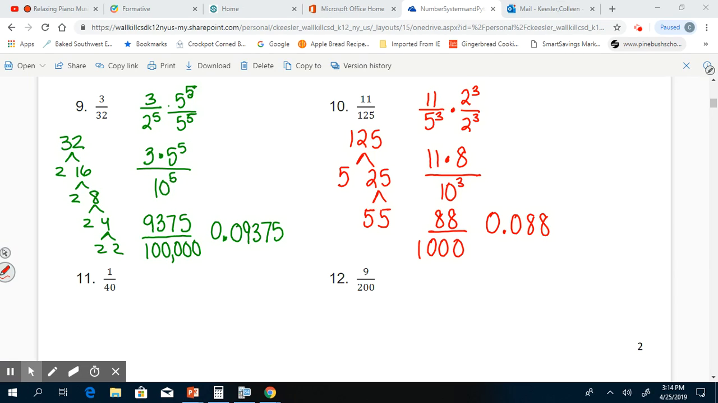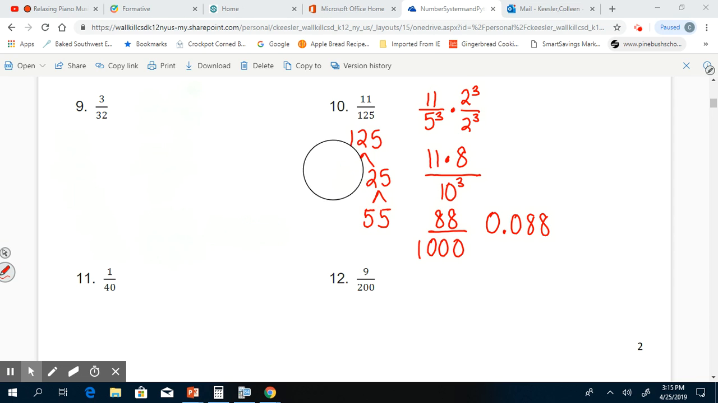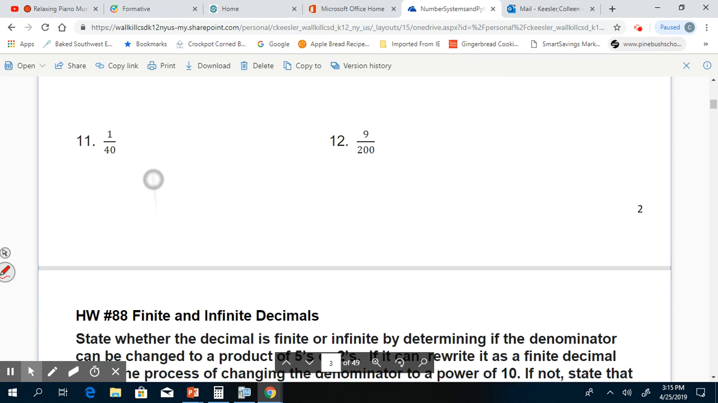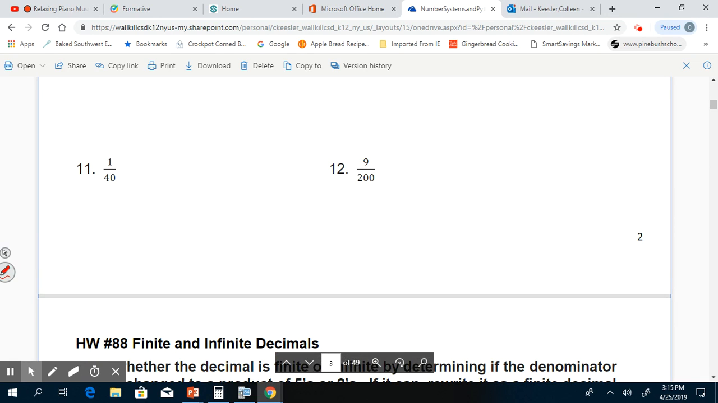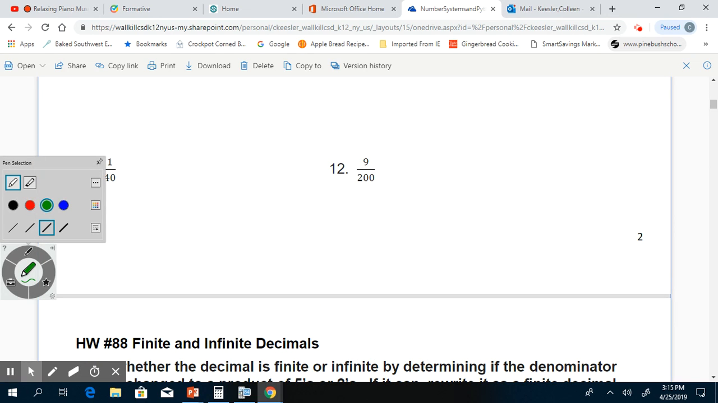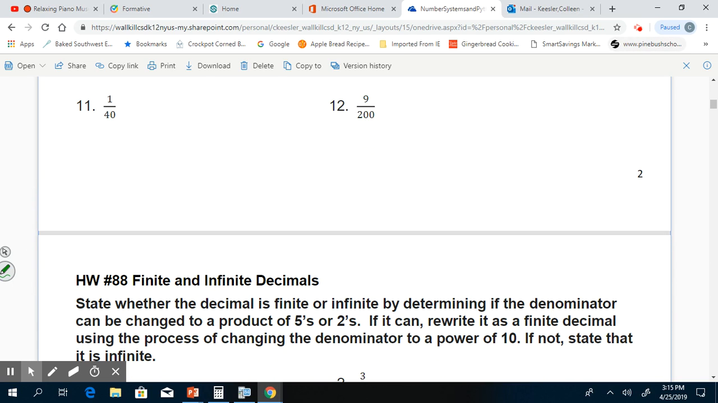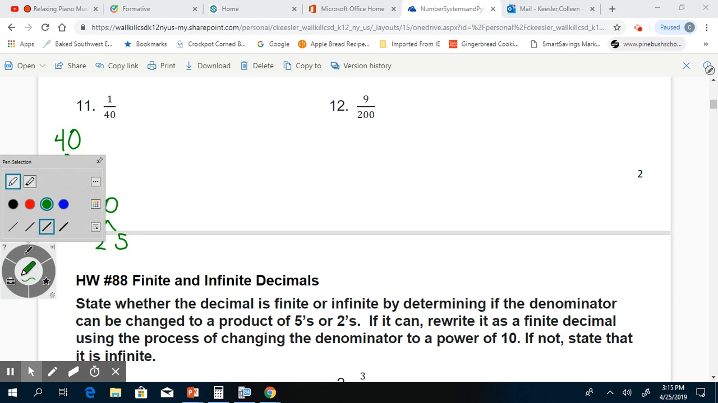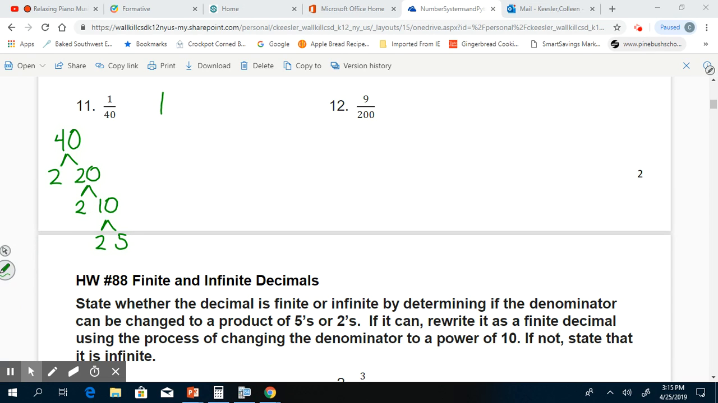All right, so we have 2 more to go, and these 2 are a little bit more challenging. So taking a look at the first one, or number 11 rather, we have 1 over 40. So we have to start by making our factor tree of 40. So 40 is 2 times 20. 20 is 2 times 10, and 10 is 2 times 5. So we get 1 over 1, 2, 3 2's, 2 to the 3rd, and 1 5.